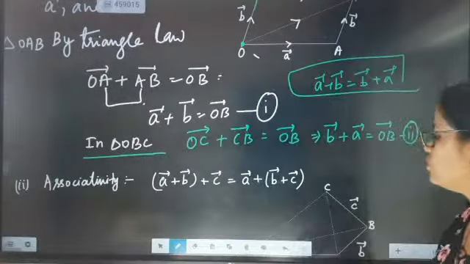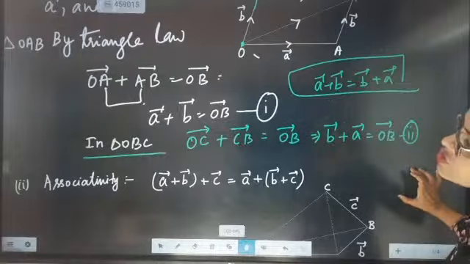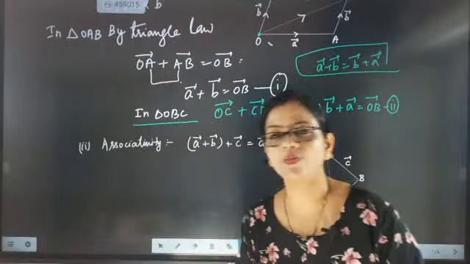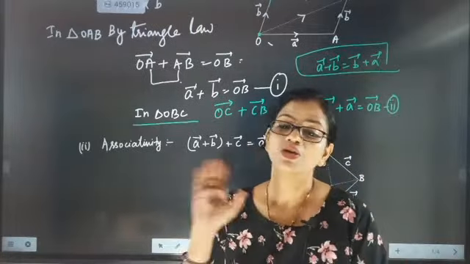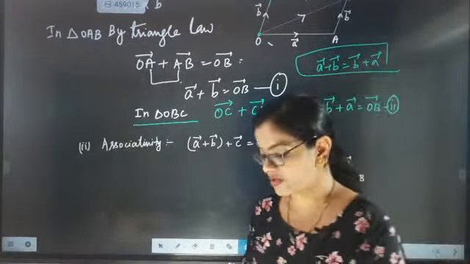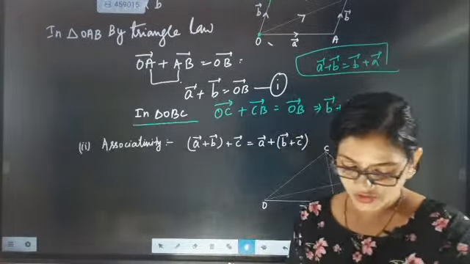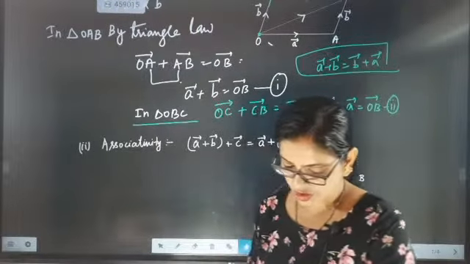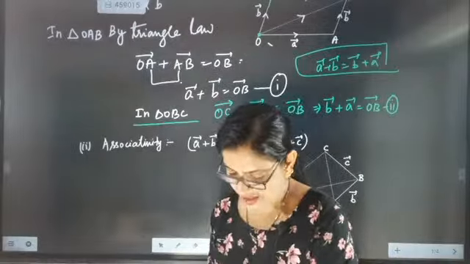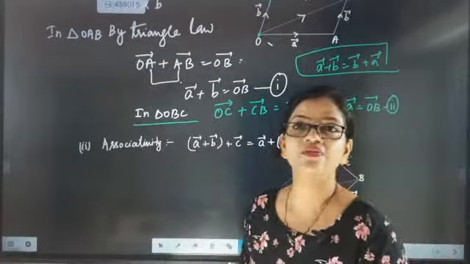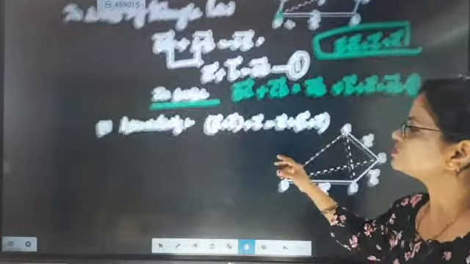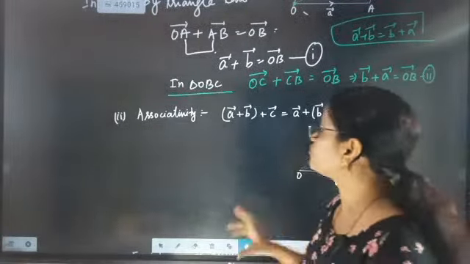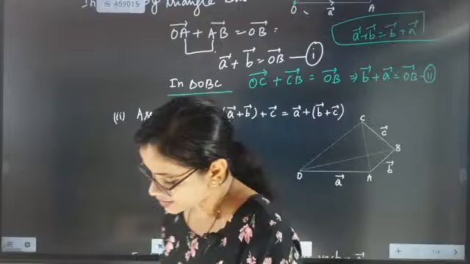Now we have to go towards multiplication of two vectors. Multiplication of two vectors is not going to be commutative, because vectors are direction specific. So we are going to talk about the next important point, and that is associativity. Associativity says that when you add three vectors, it is going to follow the associative rule.